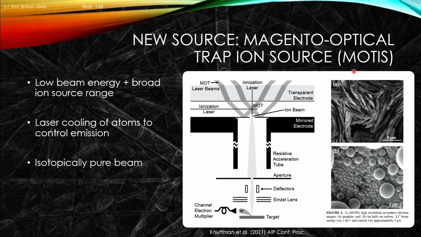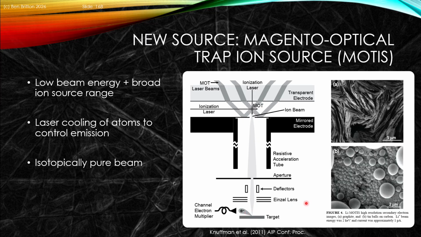So the MOTIS source is the magneto-optical trap ion source. This process is super neat in that basically we can use a laser, and we can use laser cooling of the atoms to enable us to have effectively now that this ionization laser is joined with a series of laser beams to have a trap that enables us to then pull ions down the column and then use this as our ion source.